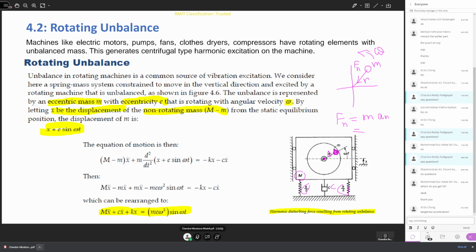Tangential acceleration will not contribute. So tangential acceleration will be in this direction. So this is the tangential.